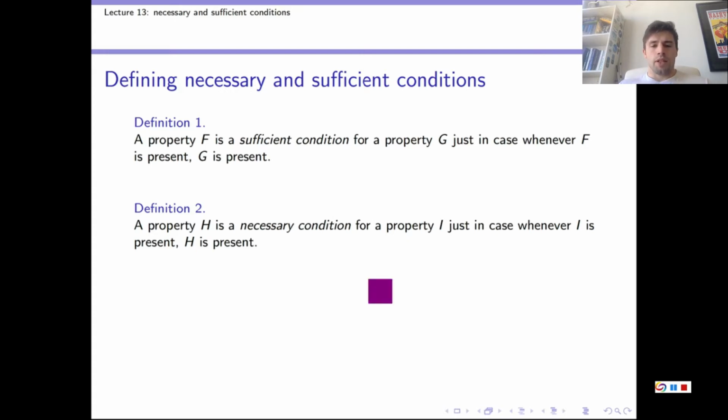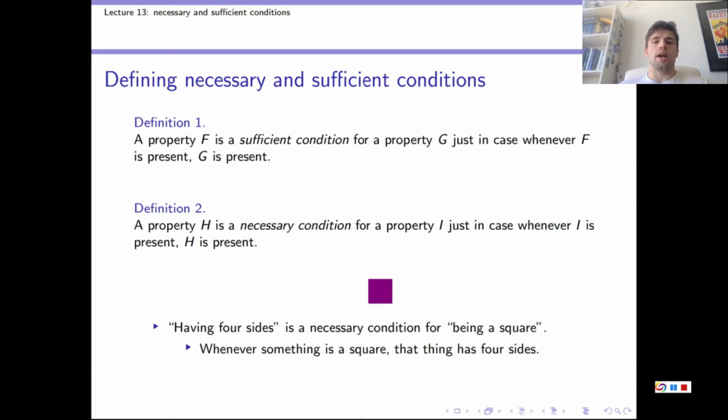Here's a square. Now, having four sides is a necessary condition for something's being a square. To argue why, we show that it satisfies the definition of necessary condition, so definition 2 up there. That is, we check that whenever something is a square, then it has four sides, and indeed this is true.